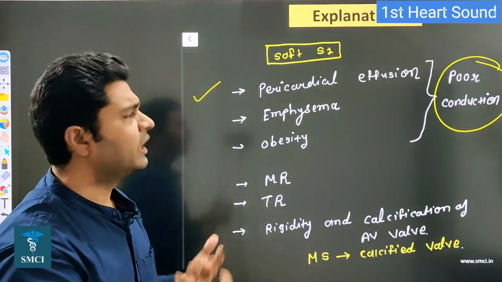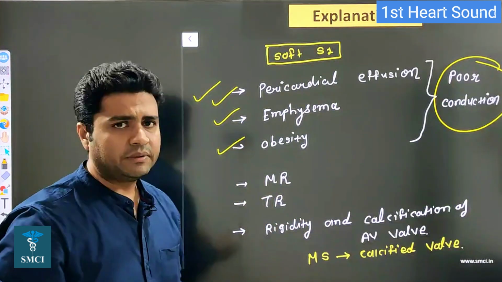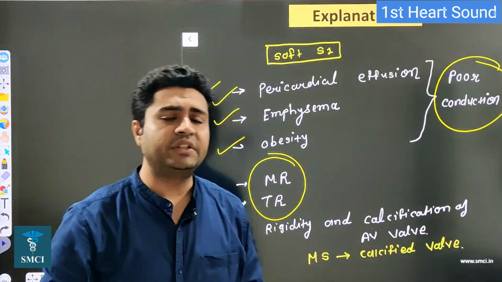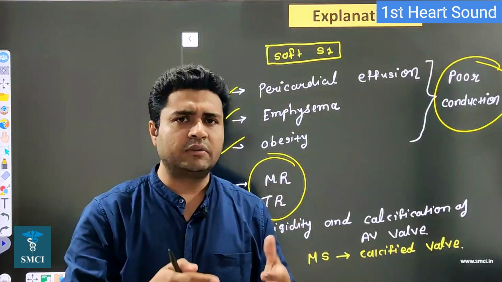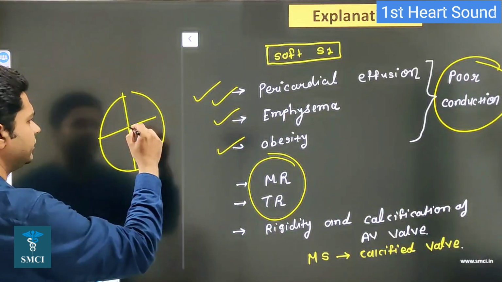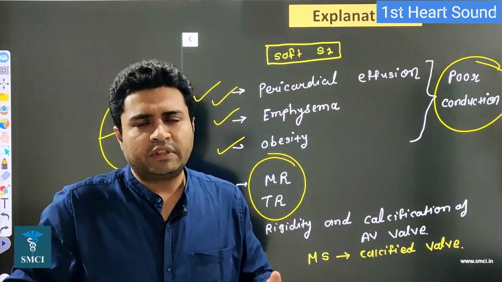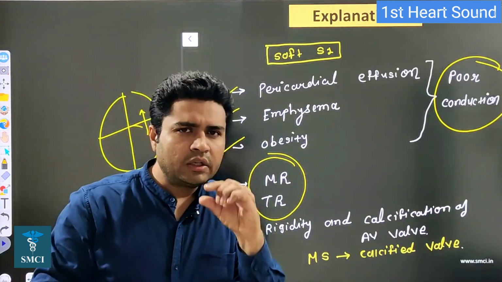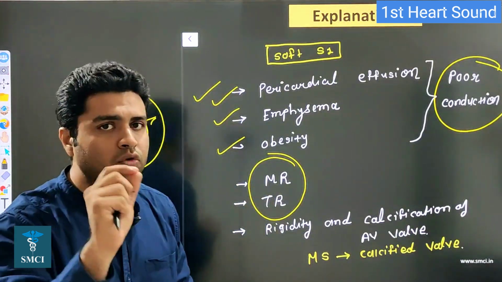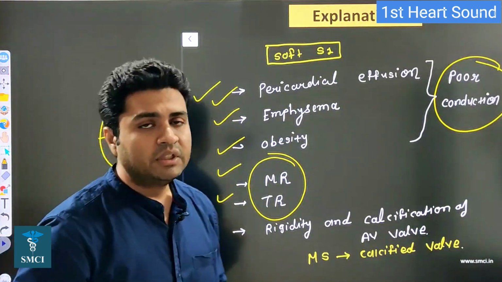So if there are effusions, pericardial effusion, or emphysema and obesity, okay, fine, and mitral regurgitation and tricuspid regurgitation. Because in regurgitation, the blood is flowing in the reverse direction, right? These valves are not properly closing. When they are not closing properly, it will produce a soft sound, right? So in case of a regurgitation, there will be a soft S1. In mitral regurgitation or tricuspid regurgitation, it will be a softer sound.